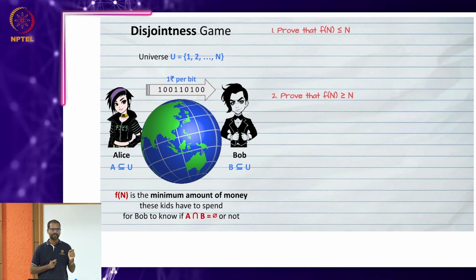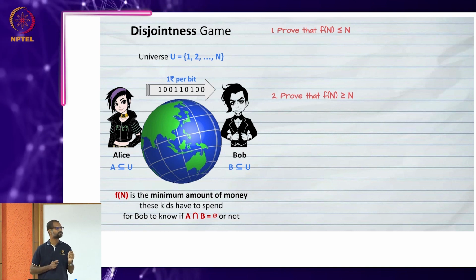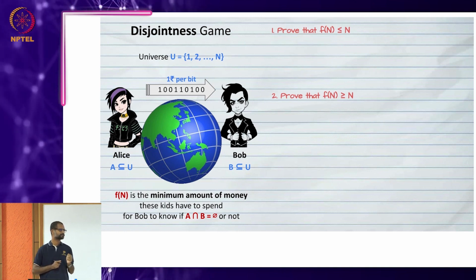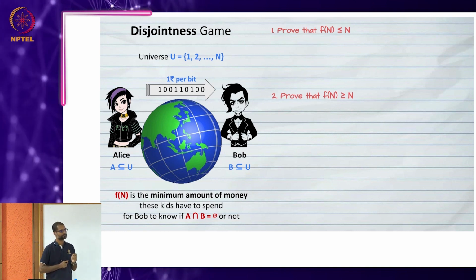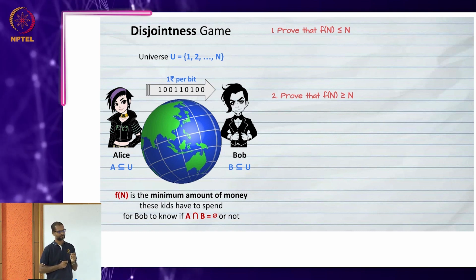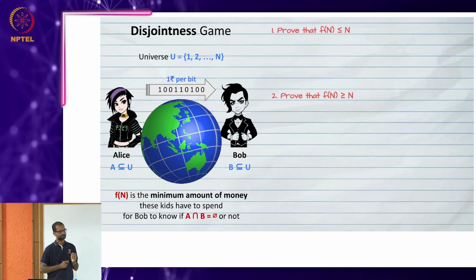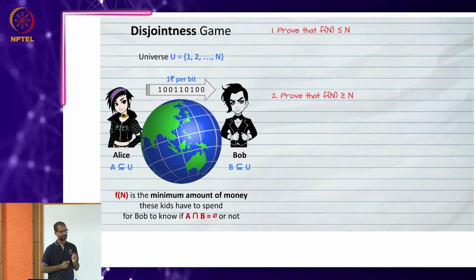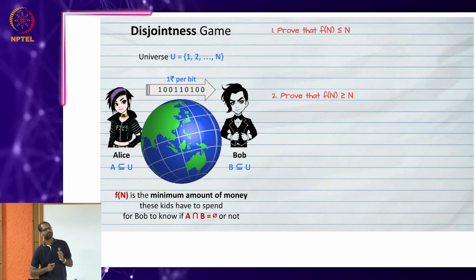Worst case, yes. Why do you feel so? Because if he checks only one element and it happens that none of the elements till the last element is in this set, then he'll have to check all the elements that Alice has got. So that's it.